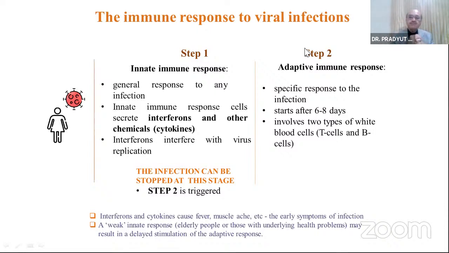Step 2 is the adaptive immune response, which is a specific response to the infection. Here, antibodies are formed specifically against that infection. But this generally starts 6 to 8 days after the onset of the infection. When the innate immunity fails, the adaptive immunity comes into action after a week. This adaptive immunity involves two types of cells, the T cells and the B cells, which produce specific antibodies against those viruses and bacteria, and then they try to contain the infection.